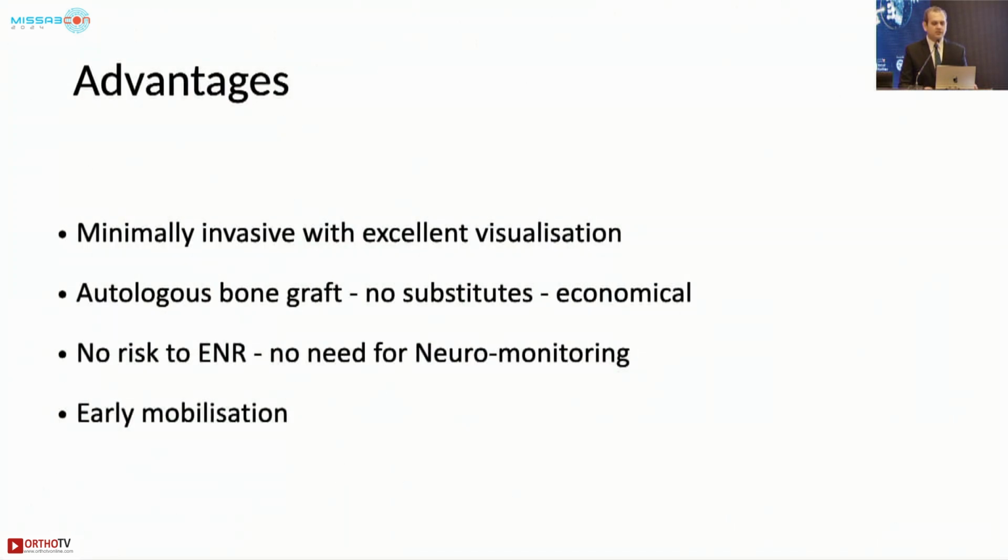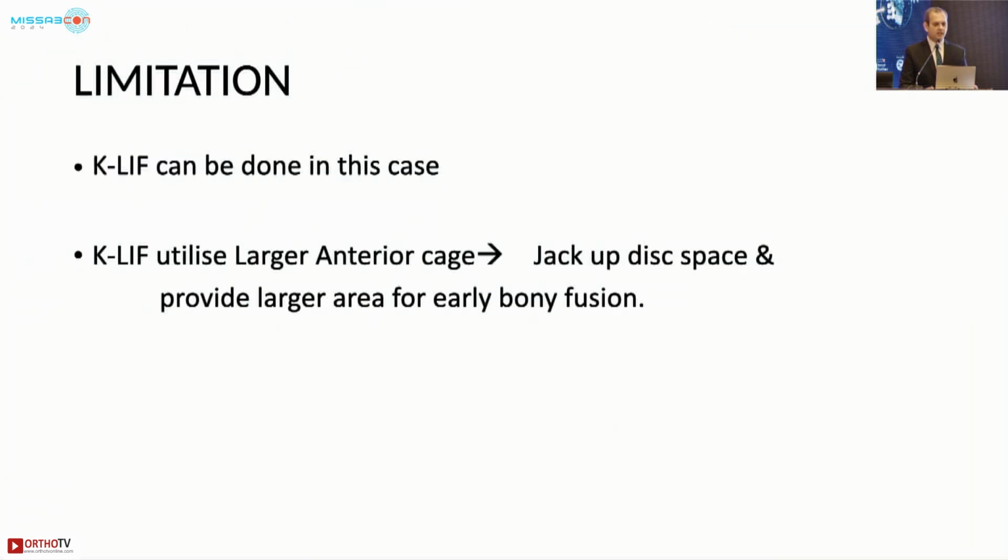Advantages, of course, it's minimally invasive with good visualization, autologous bone graft, no substitutes are needed, so economical, no risk of exiting nerve injury because it didn't expose the exiting nerve root, only did medial facetectomy, SAP on the ipsilateral side was intact, so there's no question of exposing the exiting nerve root, no neuromonitoring needed, early mobilization, and of course K-lift could have been a better option, so I'll try to learn it and do it next time.